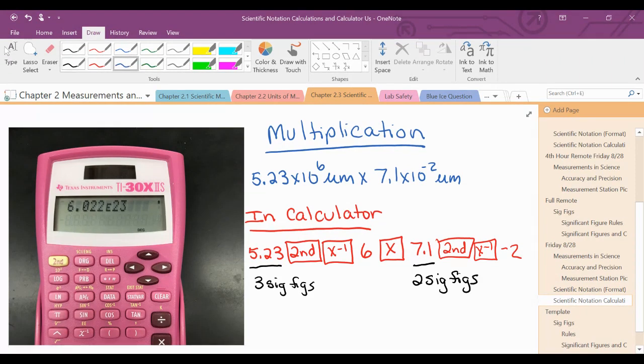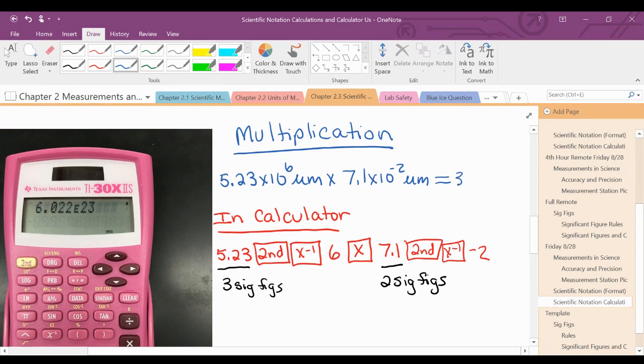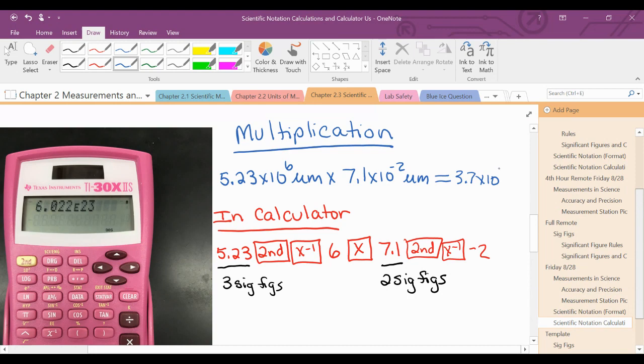So my answer is, and I will type it over here, 3.7 times 10 to the 5th micrometers squared, because you're taking micrometers times micrometers. And that is how you use your calculator to multiply with scientific notation.